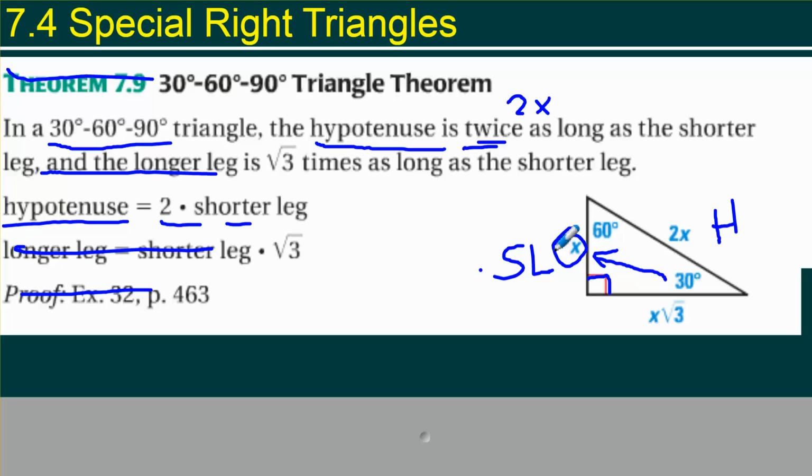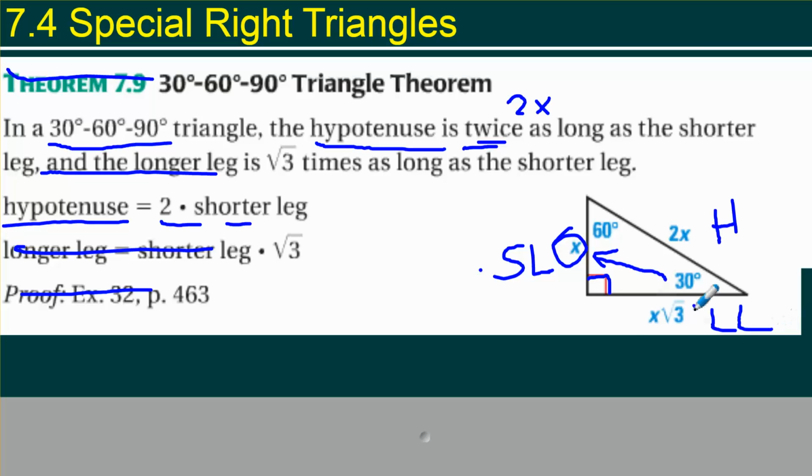The 60 is the middle one, the longer of the two legs, and it's shorter than the hypotenuse. Of the two legs, we've got the short leg and the long leg. That's what I call them, short leg and long leg. So we know that the short leg and the hypotenuse are connected. The short leg is half the hypotenuse, or the other way around, the hypotenuse is 2 times the short leg.